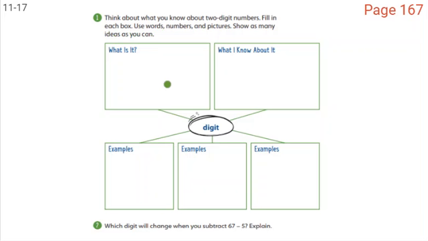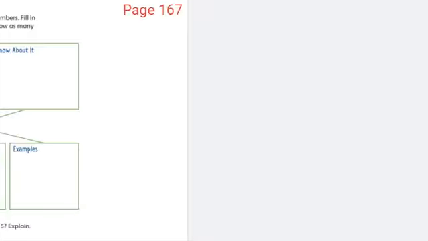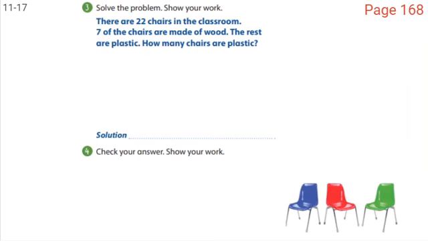So I'm going to fill in the first box for you. But just with one thing here, I want you to add something else to it. So I said, what is it? It's a two-digit number. So it has 2 digits, a 2 and a 5. You would write down it has two digits, a 10 and a 1s. Then you keep on going. What I know about it, and then you can have examples down here for the digits. Okay? Then let's take a look at page 168.